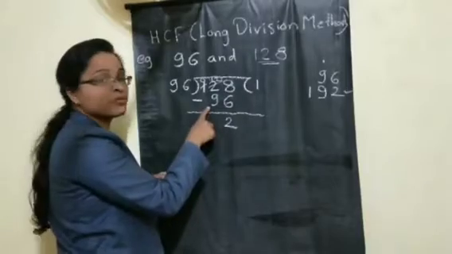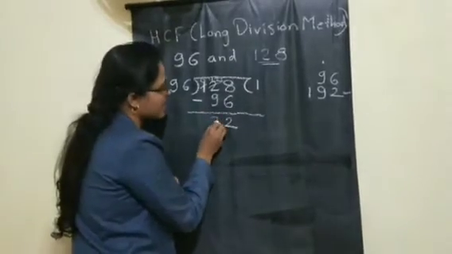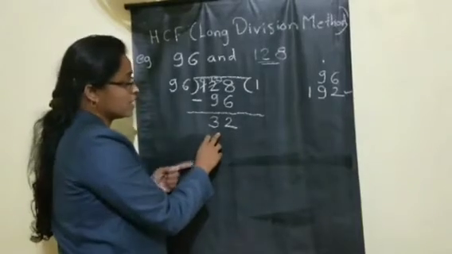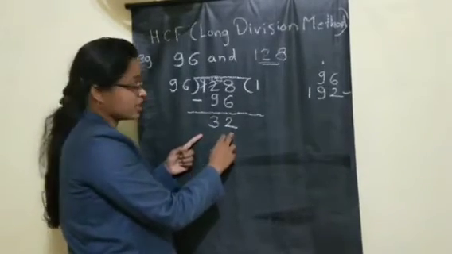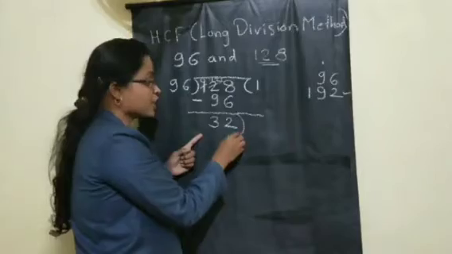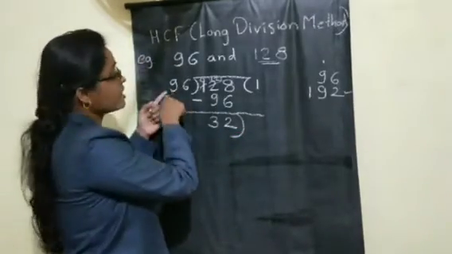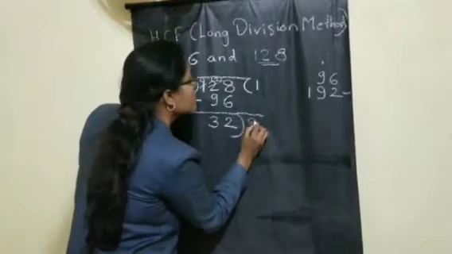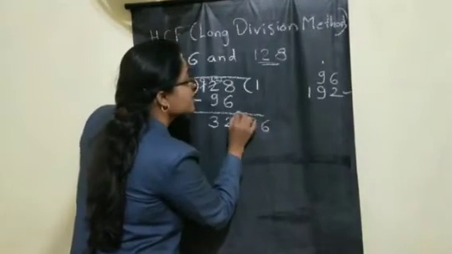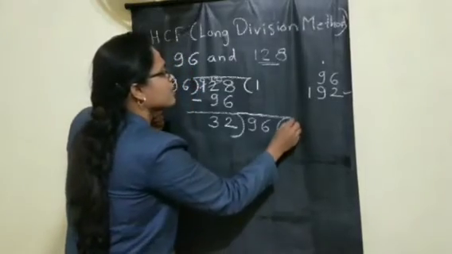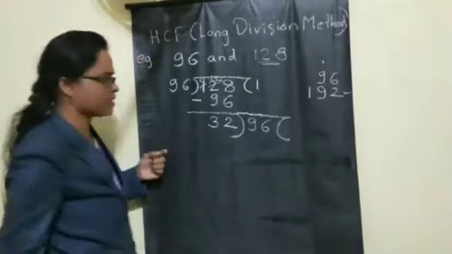12 minus 9, how much? 3. 12 minus 9 is 3. Correct. Now the answer we got here is our new divisor, and the old divisor is our new dividend. Are you understanding? Yes. And again we'll write here, and again we'll keep space here for writing how much.